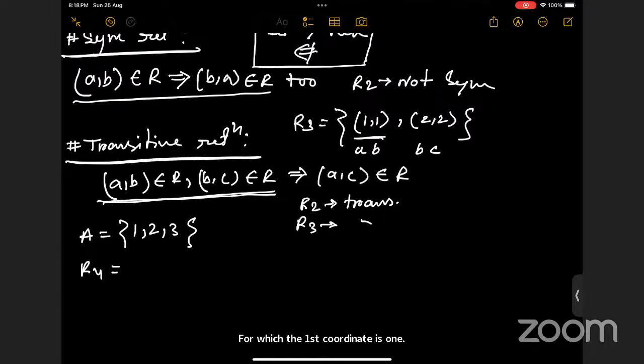No, it is not, so we need not be bothered about it. Similarly, if we take this element, this is our AB. Again, there is no element which starts with B. That is 2, right?